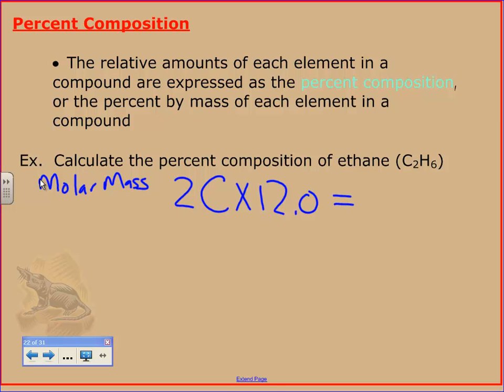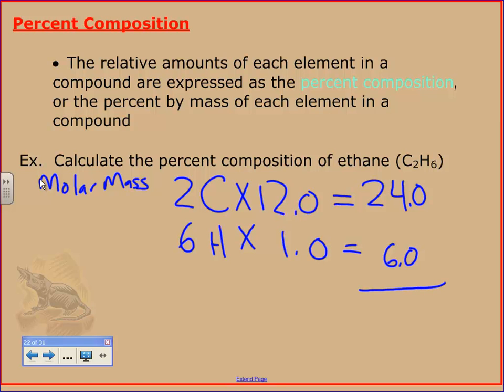Okay, so we split it up: 2 carbons, carbon is 12, 6 hydrogens, hydrogen is 1. Okay, so we're going to multiply those out. 2 times 12 is going to give us 24. 6 times 1 is going to give us 6. Okay? And then we're going to total it up, and that's going to give us our molar mass. Normally, if we were doing conversion factors, that's what we would use as our conversion factor: 30.0 grams per mole. We'd say 30.0 grams equals 1 mole.